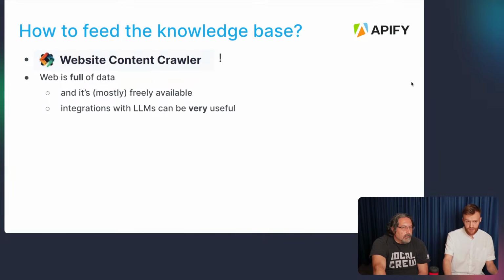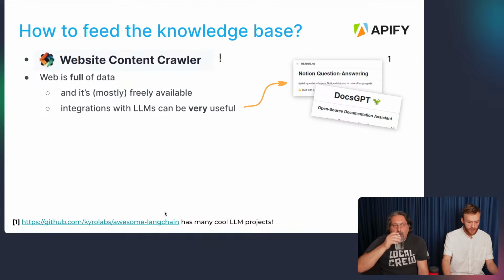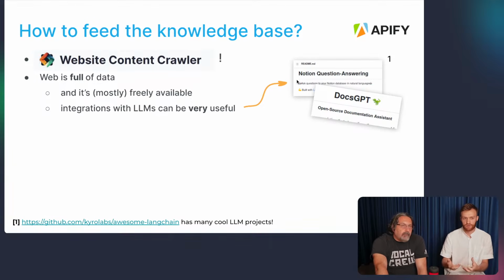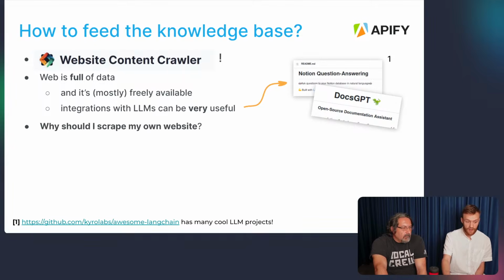Open source projects show us that integrations with large language models, integrations of the data from the web, can be very, very useful. We can see a lot of projects in this GitHub repository. There are many different applications that integrate data from Notion, from your Notion database, from your documentation. And these all are very cool and useful use cases for a large language model. Now, you might think that, okay, if there's a website out there on the internet and I want to use their data, I probably should scrape it, right?